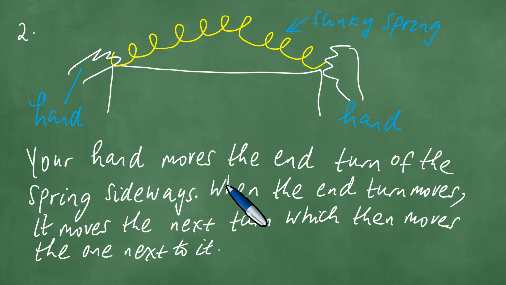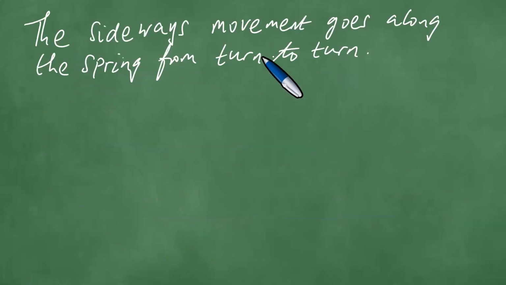So now what happens is your hand moves the end turn of the spring sideways. So if you have the spring, then you move it sideways with one hand. When the end turn moves, it moves the next turn. Because the spring is one object, when the end turn moves, it moves the next turn. So you move the end, then the next turn moves, and the next turn which then moves the one next to it. So it's the ripple effect. The sideways movement goes along the spring from turn to turn.